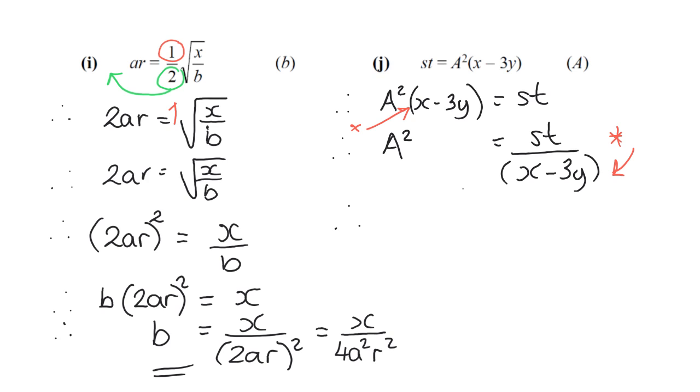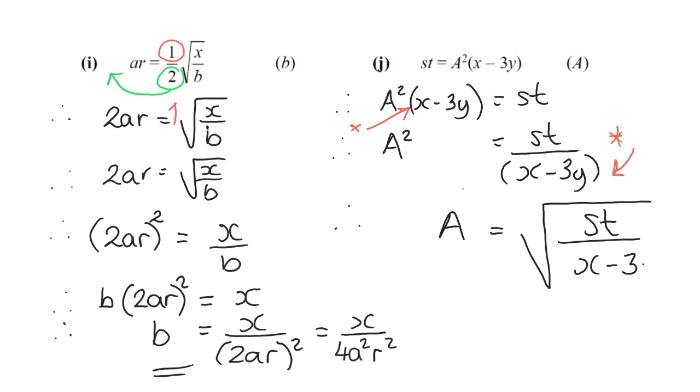So a, therefore, is a squared, so we need to do the opposite, which is the square root. We must square root the entire expression. So we've got st over x minus 3y, and you may see that in your solution, you can keep that in brackets or you could remove the brackets. Either way, we have a as our subject. It's the square root of st over x minus 3y.